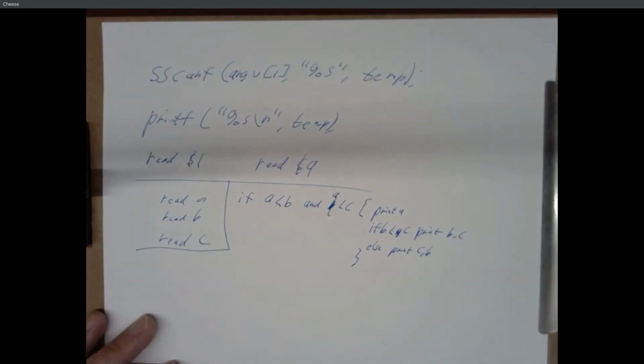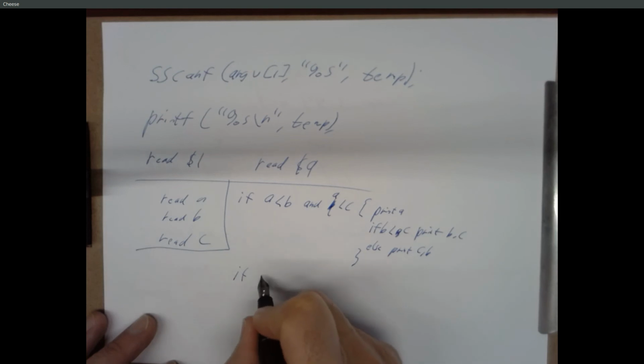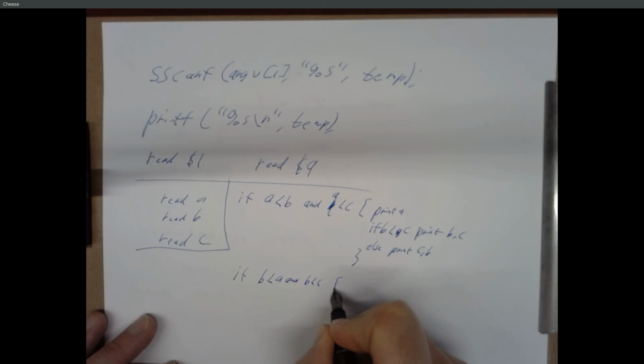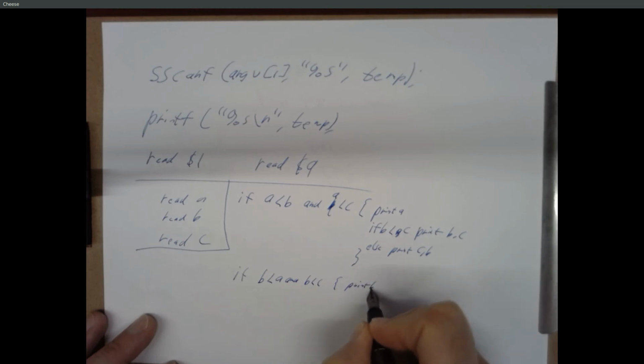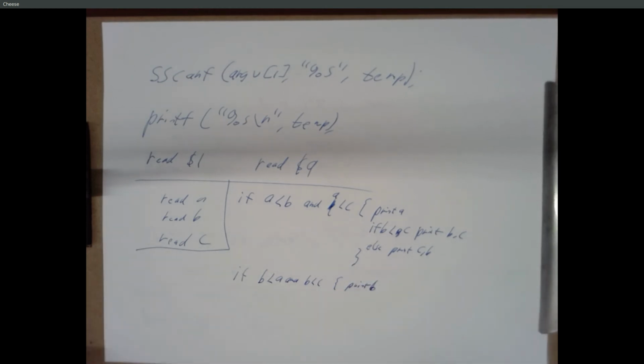So that's one case where A was the smallest number. We have a second case which is parallel. If B is less than A and B is less than C, then we print B first. And then we print either AC or CA. And then our third case is where C is less than A and C is less than B. And we print C, and then we print either AB or BA. So that's 3 compound if statements, each with a print and an if else inside, that would get you the numbers in increasing order.